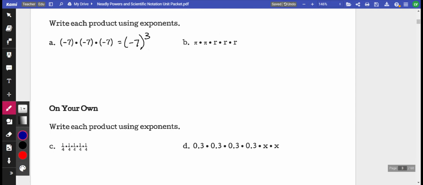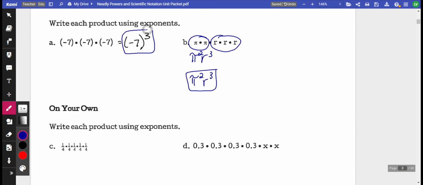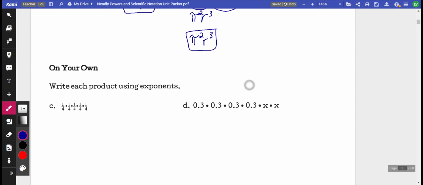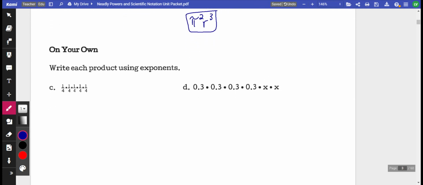Next, we have pi times pi times r times r times r. Well, we have two different bases this time. We have pi and we have r. We have 2 pi, so that becomes pi squared. We have 3 r, so that's r cubed. So pi squared times r cubed is my final answer. Now I want you to try on your own letter C and D.